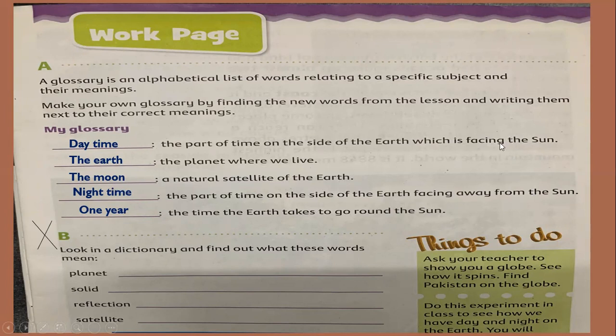The part of time on the side of the Earth facing away from the sun. This is facing towards the sun, daytime. So if facing away, read it carefully, the full sentence, then you can easily understand what they are asking. What will be the part of time when the earth is facing away? So it should be night time. Okay, next is the time the earth takes to go round the sun. Round the sun, the earth completes its one circle in 1 year.